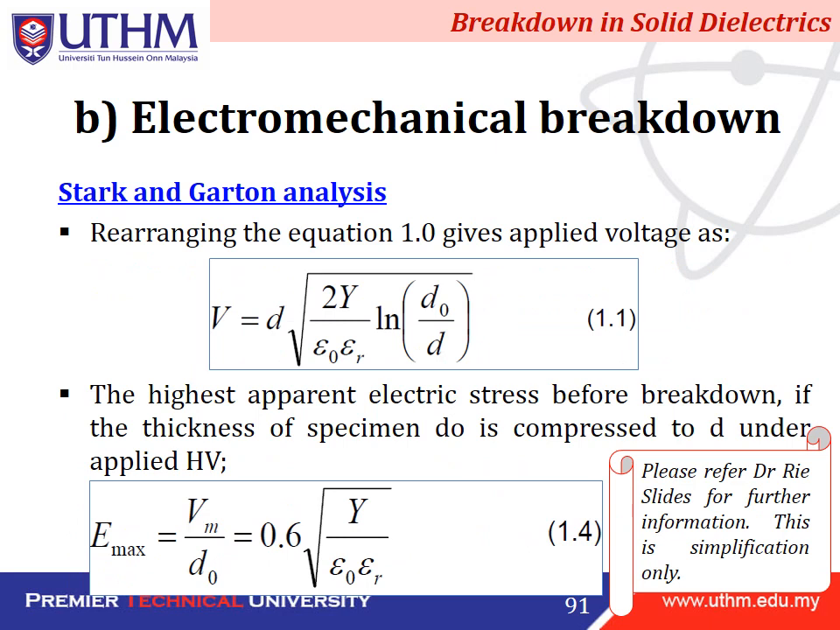So, rearrange equation 1.0 just now, and we get equation 1.1 like this. This is the important equation to answer the given question in Stark-Garton analysis. Sometimes in the question you are not given this equation directly, you are given equation 1.0 just now, and then you need to rearrange it by yourself. So make sure you know how to rearrange the equation.